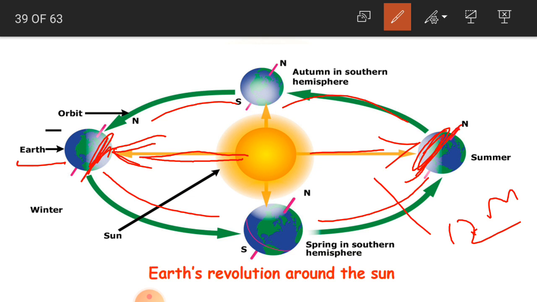So these people will be having winter, and again these people will be having summer. Okay, children, same like that on this side. Whereas here you will be having spring, and here you will be having autumn. Clear, children? Again this will repeat. So this is how you have the earth's revolution around the sun.